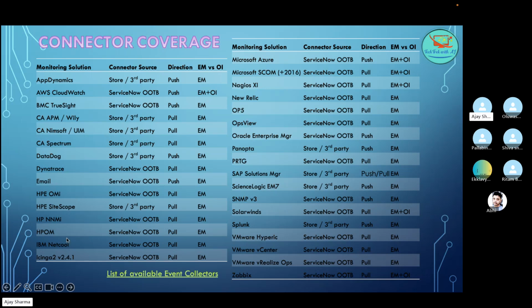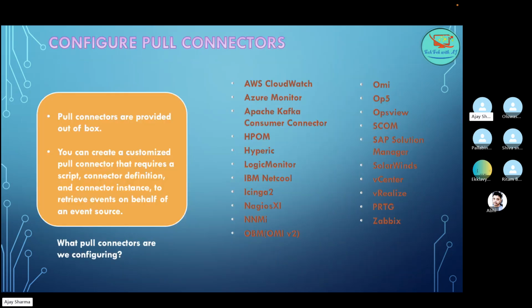PRTG, HPOM. I think SCOM is also there, right? So there are lots of connectors available out of the box, which we can utilize to get the event into the ServiceNow table. Let me quickly mention how the pull connectors are configured, right?